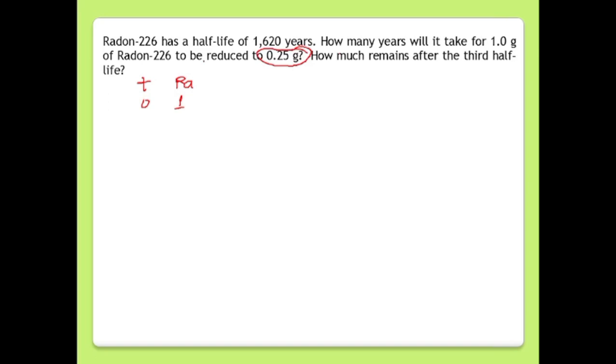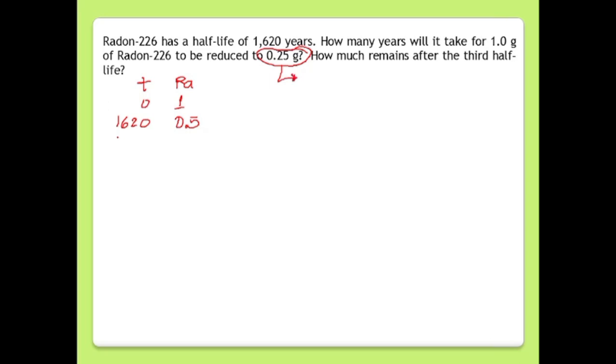So sabi diyan, ang half-life daw is 1,620. So we write it here. After 1,620 years, magiging half yung amount ng radioactive element natin. So that would be 1,620, magiging 0.5 na lang to. Kasi nga hati siya. 1 divided by 2 is 0.5. And then, 0.25 kasi ang kailangan natin. So, 0.5 pa lang to, hindi niya pa na-reach yung 0.25 gram.